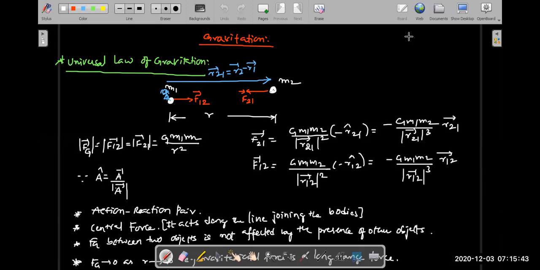In yesterday's class, we started with the concept of gravitation. So let's continue the discussion from there.